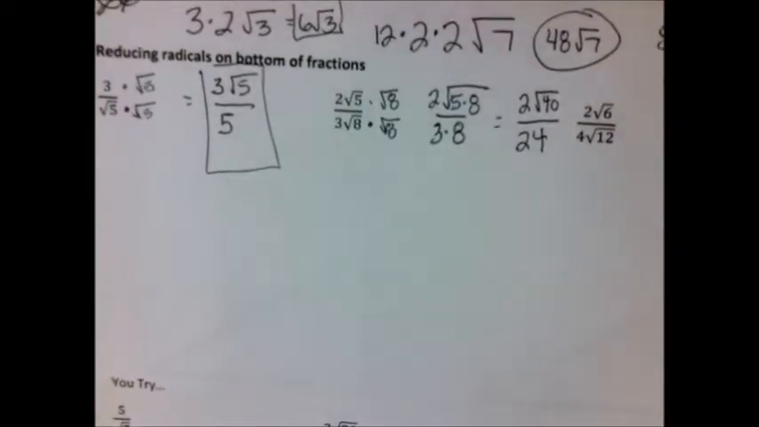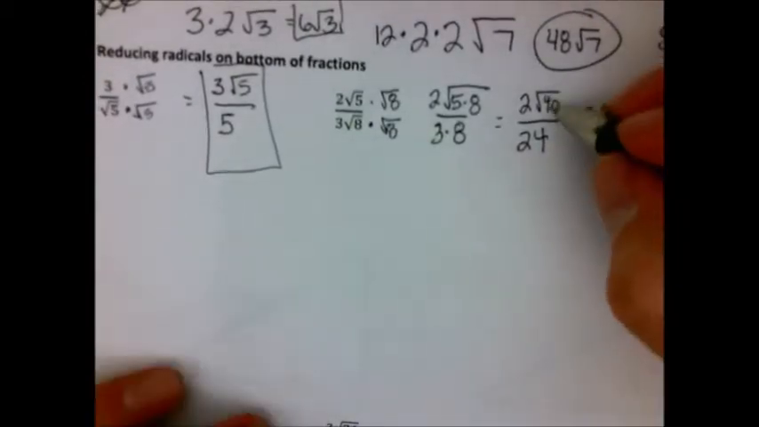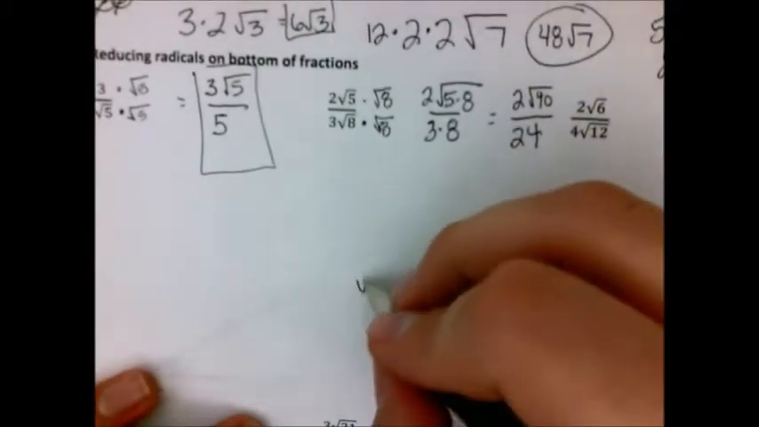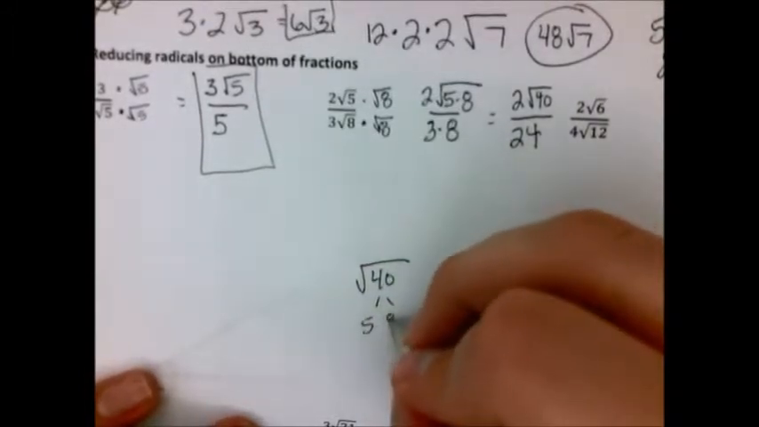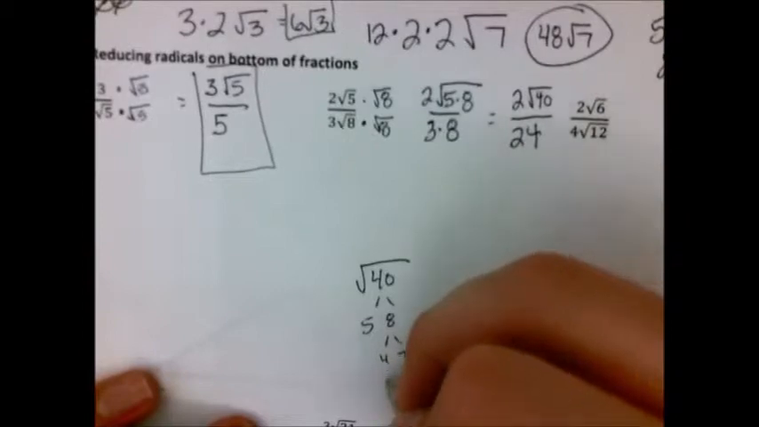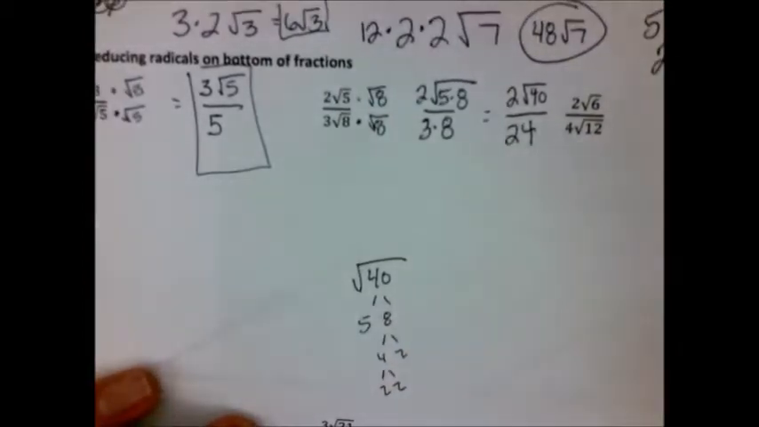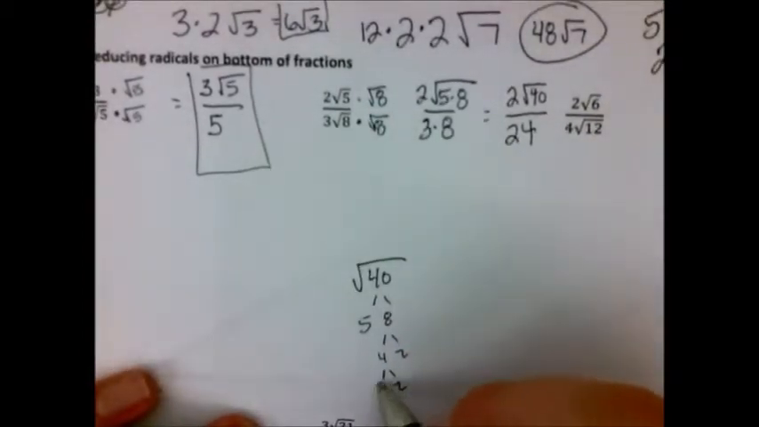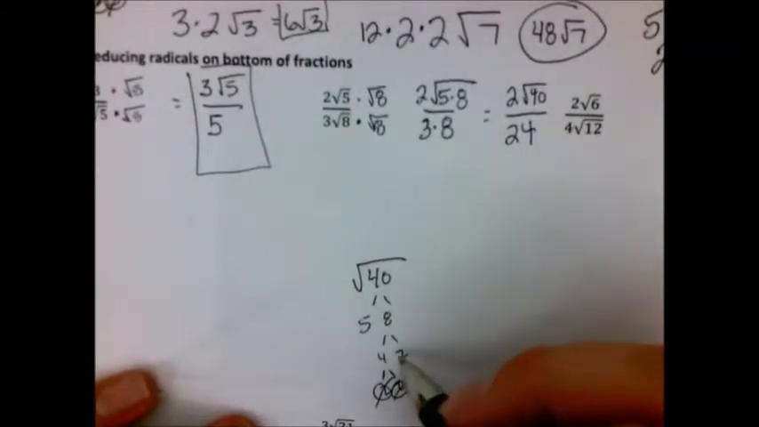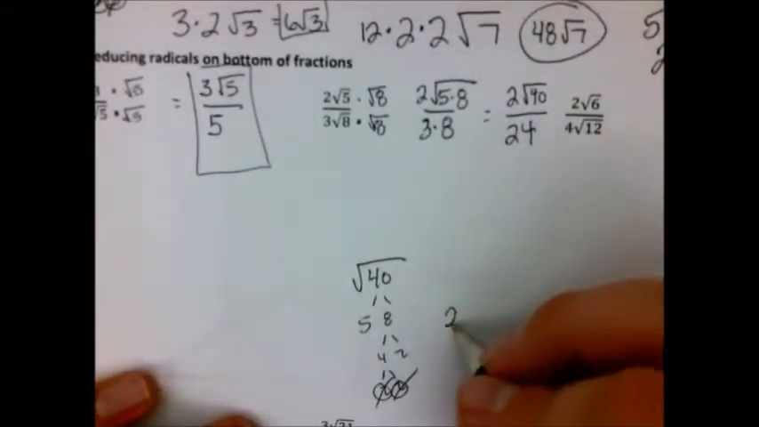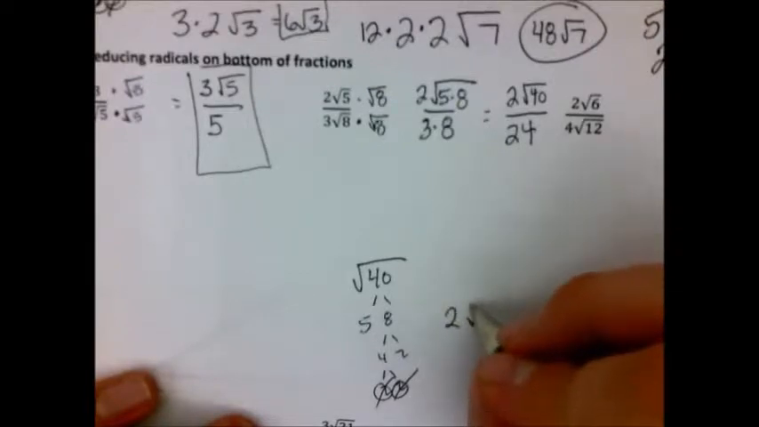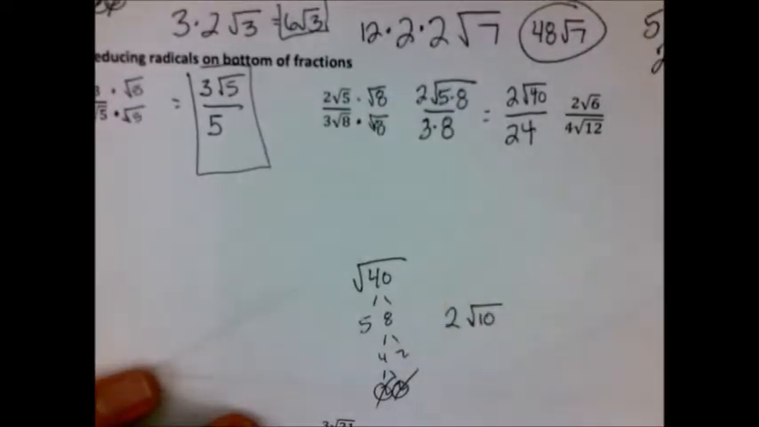Now, we have to reduce a lot of stuff. So first, let's reduce this radical. Let's reduce the square root of 40 first. This breaks down into 5 and 8. 8 breaks down to 4 and 2. 4 breaks down into 2 and 2. So the only thing that's going to be coming out is this pair of 2s right here. This 2 and 5 stay under. So it becomes 2 square root 10.